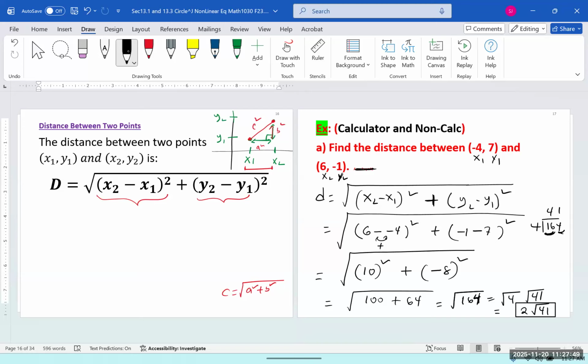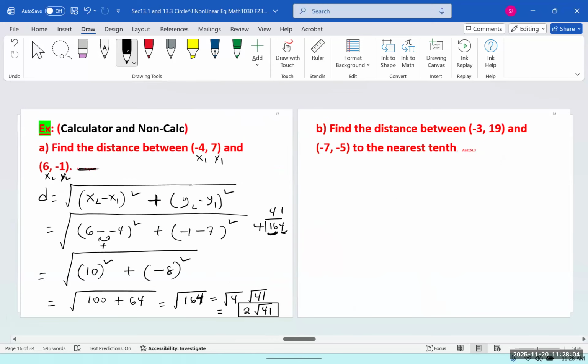And if it's in the calculator portion, then you have to use the calculator to find out how much this is. If it's not in the calculator portion, you stop there. Try the next one. It says find the distance to the nearest tenth. So find the distance. And then you'll go to 13.3.